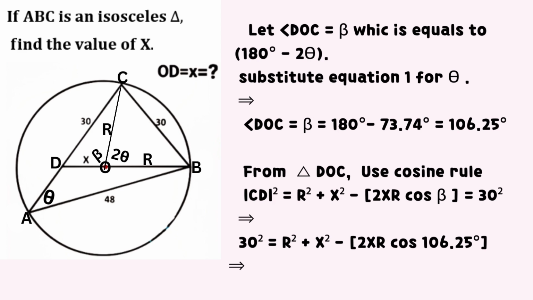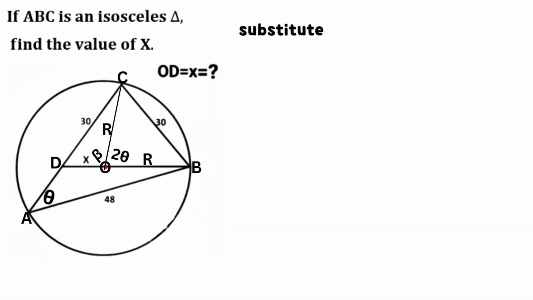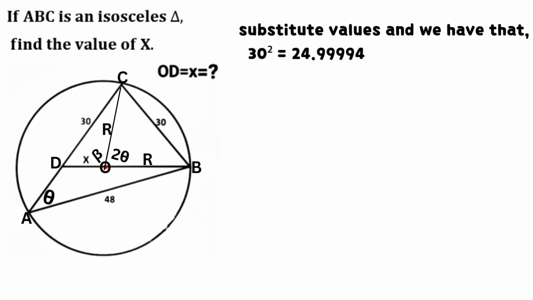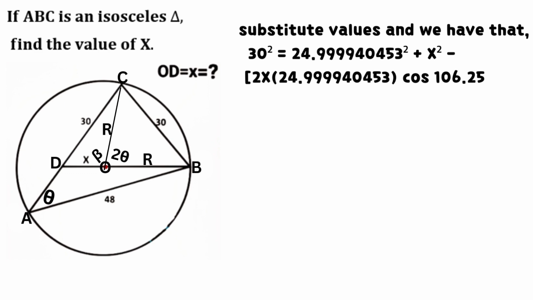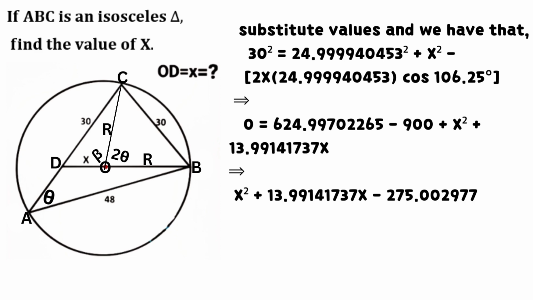The square of 30 equals the sum of the square of R and the square of x minus 2 times the product of x and R times cosine 106.25 degrees. Substitute values and we have that the square of 30 equals the value shown on the screen. Simplify and combine like terms on one side of the equation.